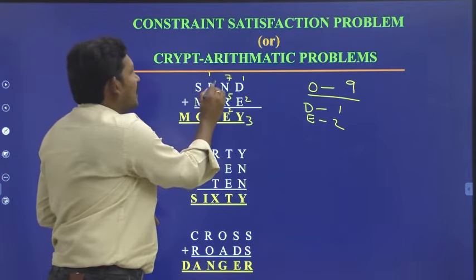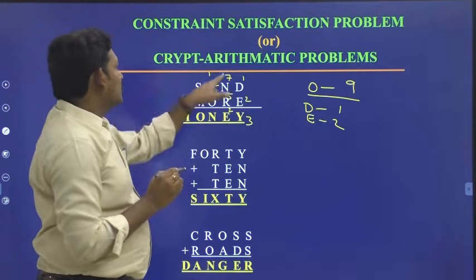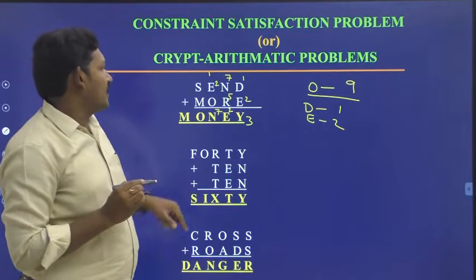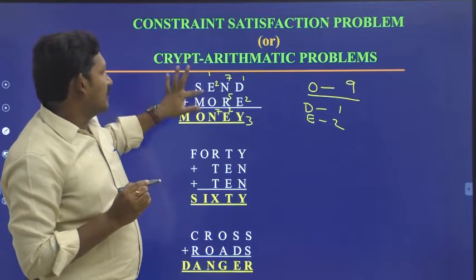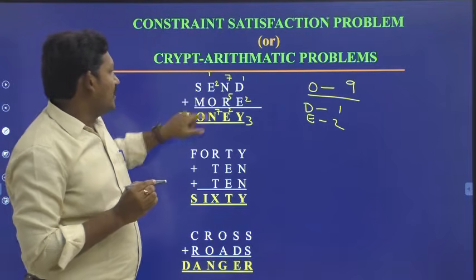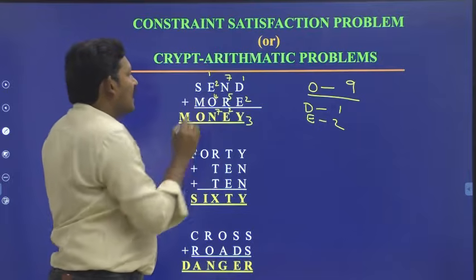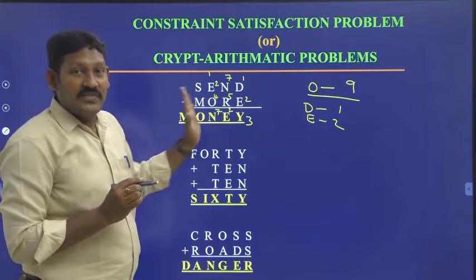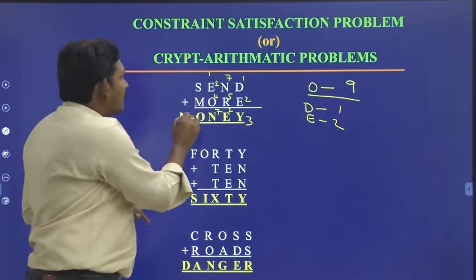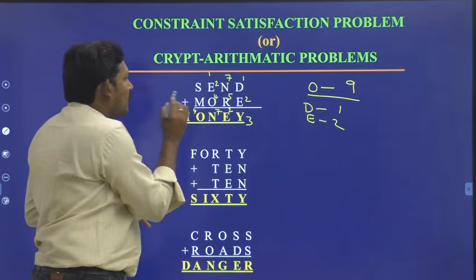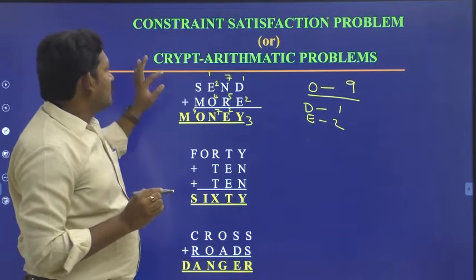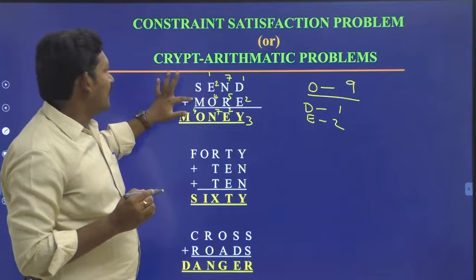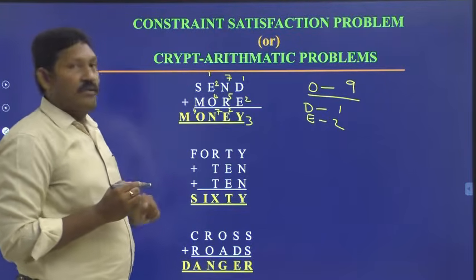So, E value is already 2. N value should be 7, why? Because we have already assigned 7 here. So, 1 plus 2 is 3, and if this value is 4, then we will get 7. So 4 plus 2 is 6, plus 1 is 7. Okay, fine. Up to here, it has satisfied all the constraints. Now the value of O should be 4. So we should assume a value for S and M where the sum should be 4.